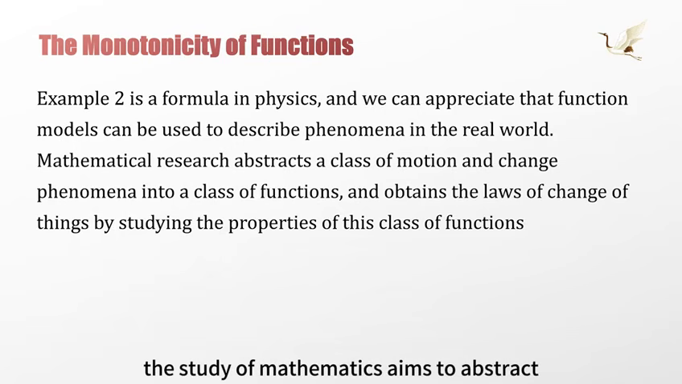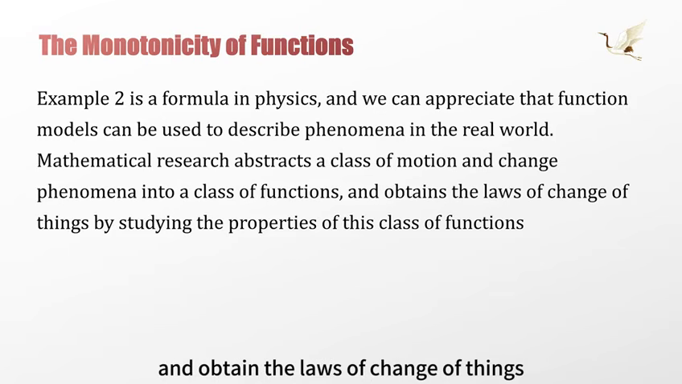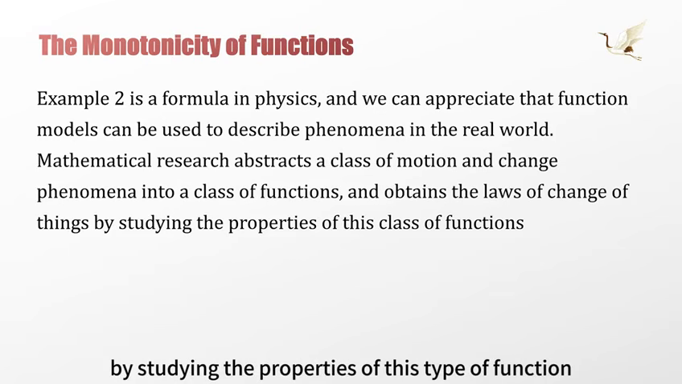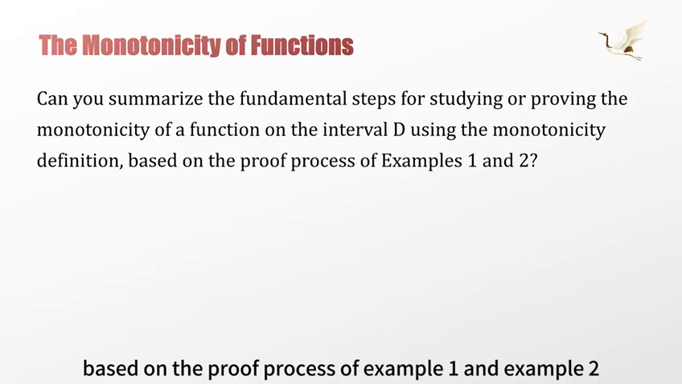The study of mathematics aims to abstract a type of motion and change phenomenon into a type of function, and obtain the laws of change of things by studying the properties of this type of function. Can you summarize the basic steps for proving the monotonicity of a function on an interval using the definition of monotonicity, based on the proof process of example 1 and example 2?